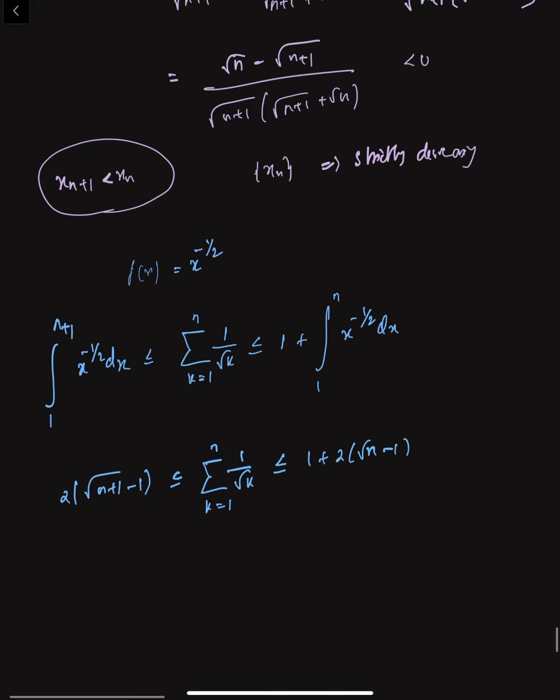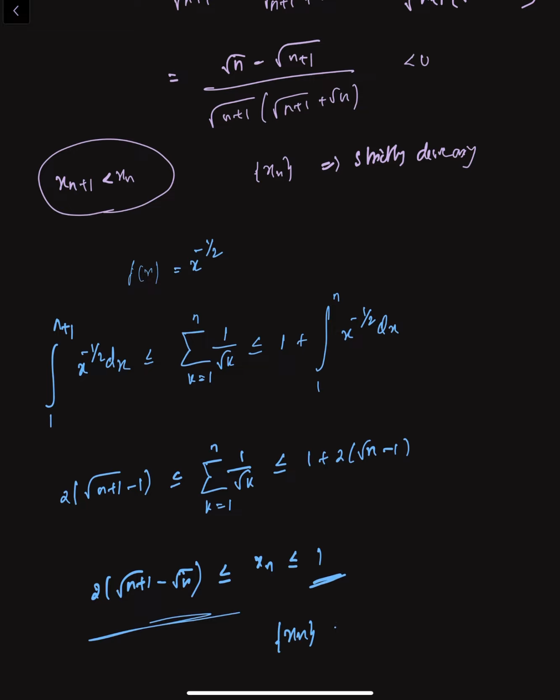So if we subtract 2 root n from both sides, we'll be getting 2 into square root of n plus 1 minus root n is always less than or equal to the summation minus 2 root n minus 1, which is nothing but our xn, and that is less than or equal to 1. So we can clearly see that the left hand side is positive and it tends to 0 as n tends to infinity. So in particular the sequence is bounded below by a positive quantity and bounded above by 1.